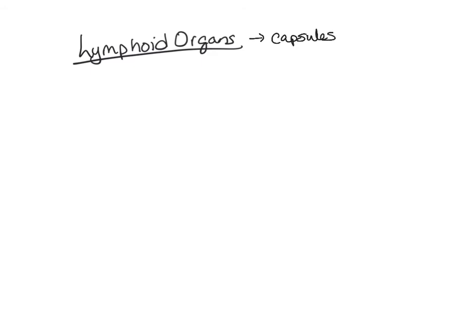Then we have what are called lymphoid organs. Lymphoid organs are called organs and not tissues because they have capsules around them. So one type of lymphoid organ is the lymph nodes. These are small and oval lymphoid organs that are covered by a fibrous capsule.